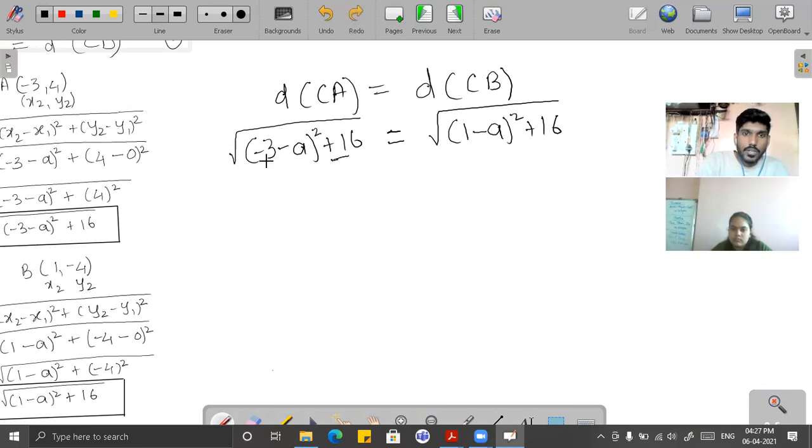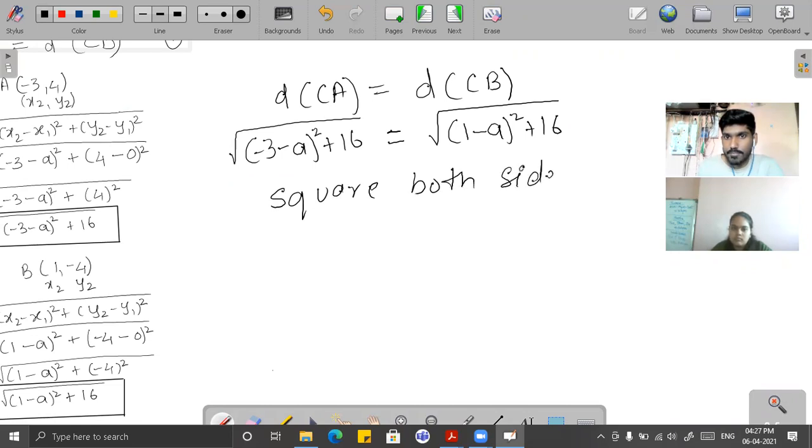So what we can do is square both sides. Do you remember this? Square both sides. That means the left hand side the whole square and the right hand side the whole square. Did you understand this step? No, I did not understand.